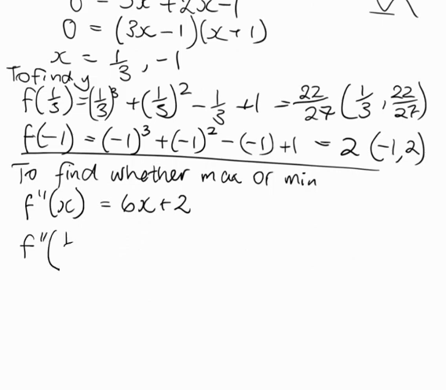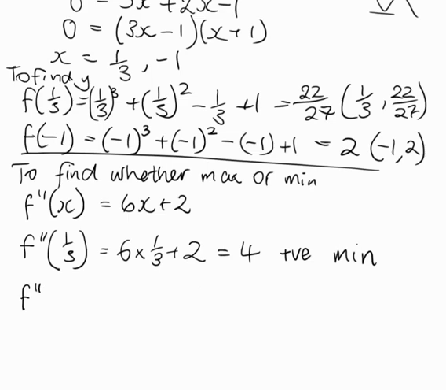So we've got a third, so 6 times a third plus 2. Okay, that's equal to 4. It doesn't matter what the value is. The fact is that it's a positive number. If it's a positive number, it's a minimum. If it's a negative number, it's a maximum. So it will probably make sense with negative 1.